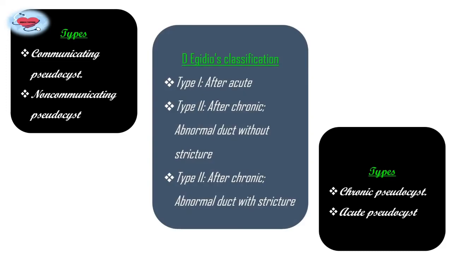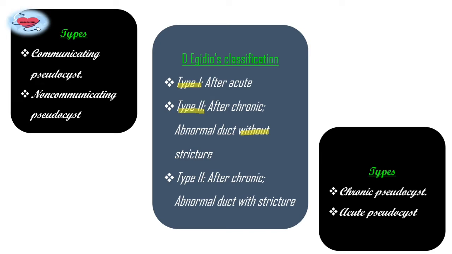Next comes the HDO's classification. It has three types: type 1, 2 and 3. Type 1 occurs after an attack of acute pancreatitis. Here duct anatomy will be normal, there is no fistula or communication. Next comes type 2. This occurs after an attack of acute and chronic pancreatitis. Here duct anatomy is abnormal, but there is no stricture.